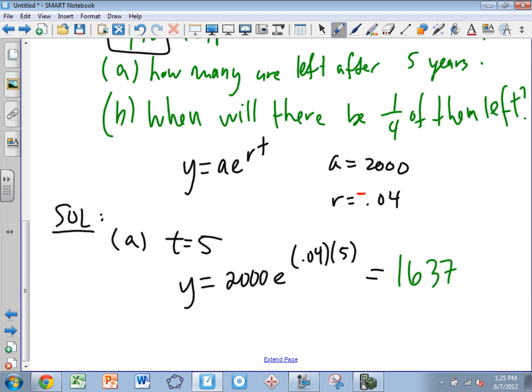Okay. All right, part B is the harder part. How do I do part B? You take the 1637 and you put that as your 1637, then you put E, then you put negative. No. We're going to use our calculator here. Yes, we're going to.